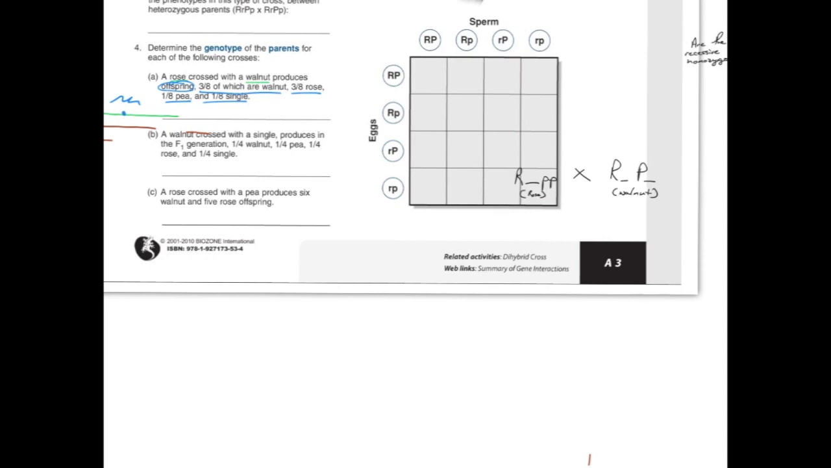All right, so let's take a look at this cross again. Looking at this cross, this is what you know. That's the first step in solving any problem that you're faced with in life, let alone in science.